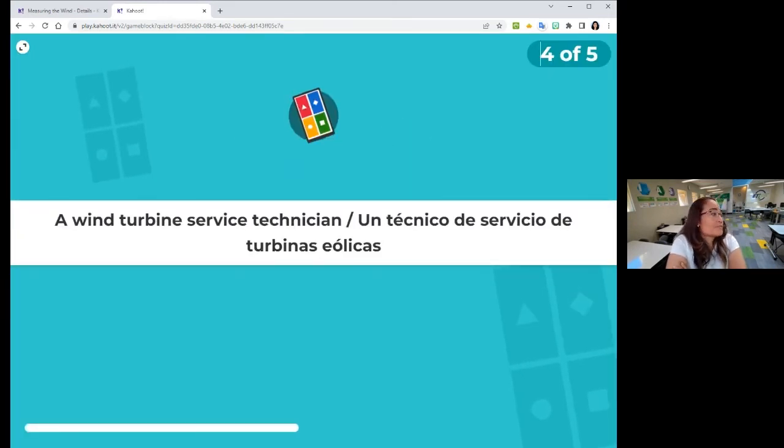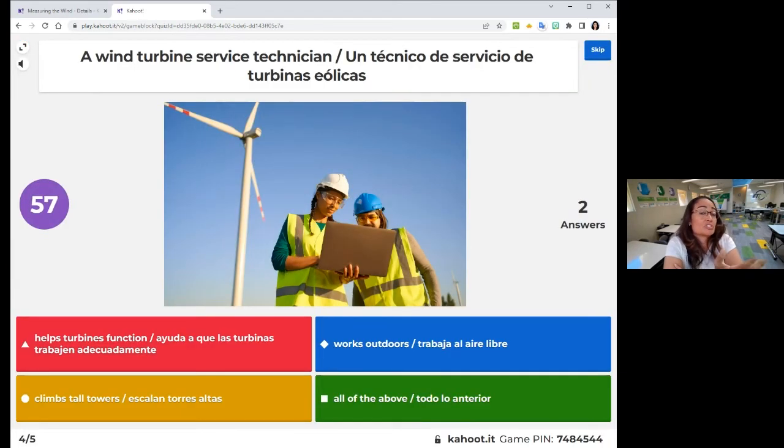Number 4, my friends, a wind turbine service technician, and we want to finish the sentence: helps turbines function, red triangle. A wind turbine service technician climbs tall towers, yellow circle. A wind turbine service technician works outdoors, blue diamond. Or a wind turbine has a tongue twister. A wind turbine service technician does all of the above.